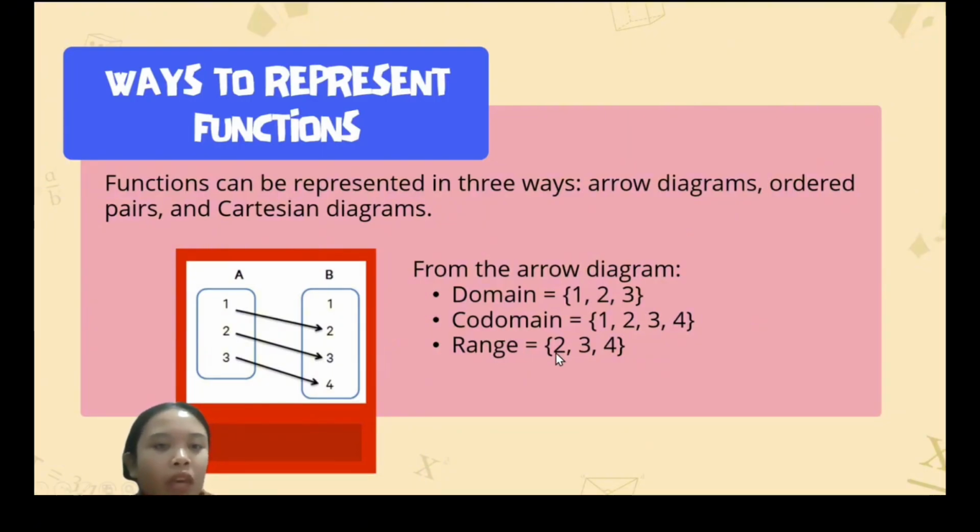Up to this point, we can say that a function is a special type of relation. Every function is definitely a relation, but not every relation is a function. That's why there are specific conditions that must be met for a relation to be considered a function. So what are those conditions?